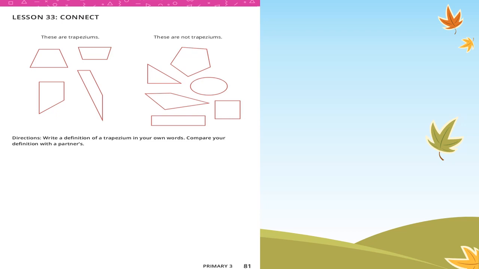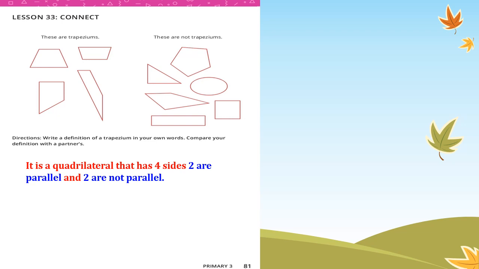So let's write the definition of trapezium. Trapezium is a quadrilateral that has four sides. Two are parallel and two are not parallel. And we said parallel means cannot meet.